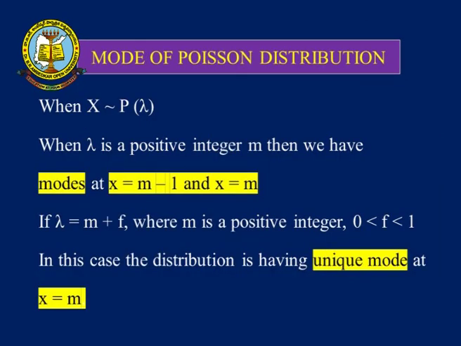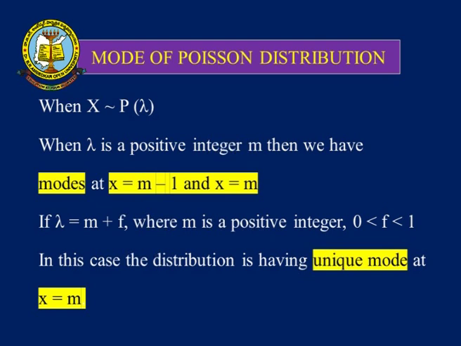Now, one more important property of the Poisson distribution is the mode of the Poisson distribution. What is the mode? The most frequent value in the distribution is known as the mode. How do we find the mode of a Poisson distribution? We can establish one relation, and by making use of these conditions, we identify the mode.